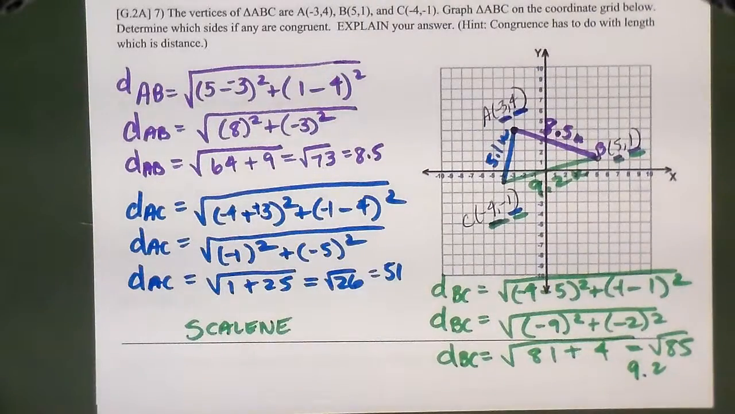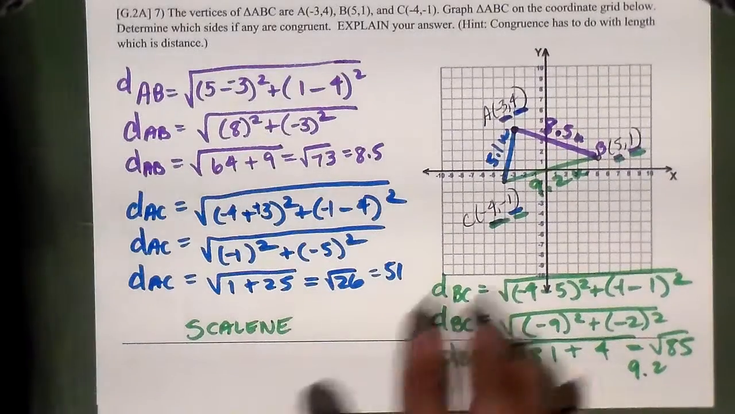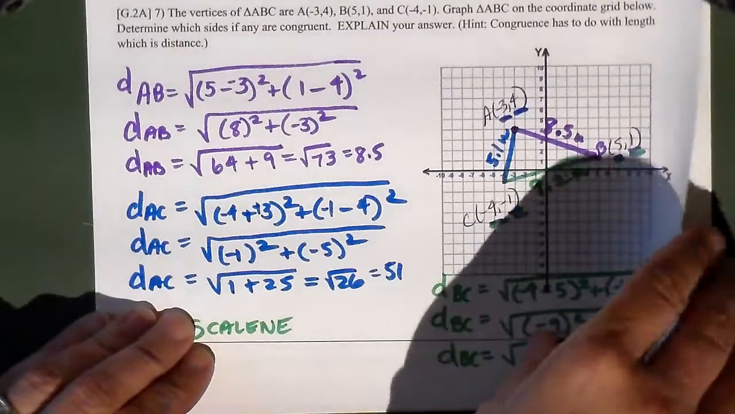And again, some of you wrote it down: scalene. You could see it from the picture, but pictures can be deceptive sometimes. And so you have to be able to show the calculations, and you're not always going to have those nice, round, even numbers to work with. Okay? All right, we're almost done with the distance and midpoint stuff.